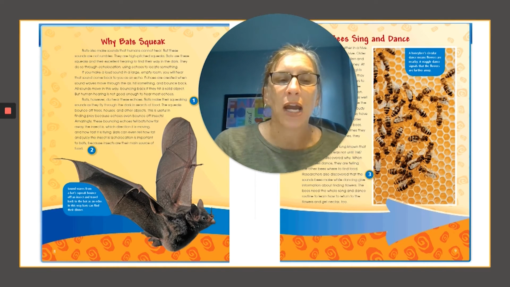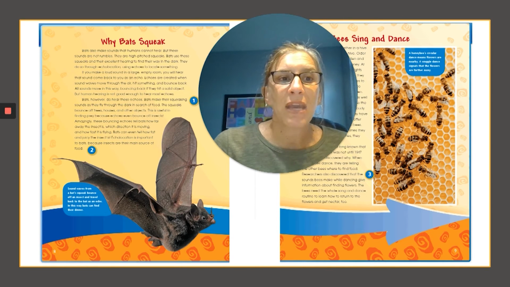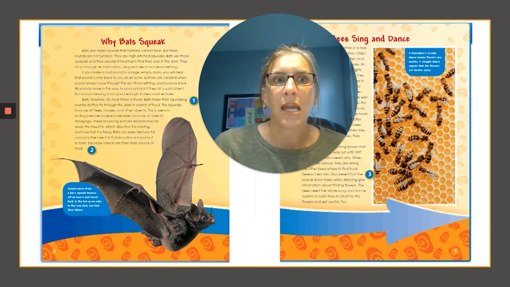Bats, however, do hear these echoes. Bats make these squeaking sounds as they fly through the dark in search of food. The squeaks bounce off trees, houses, and other objects. This is useful in finding prey because echoes even bounce off insects.